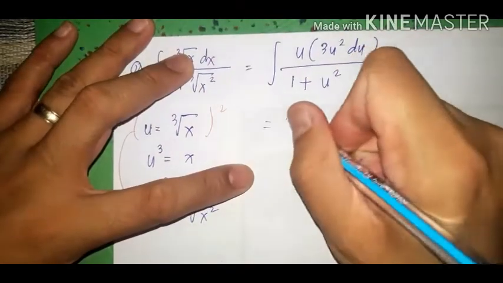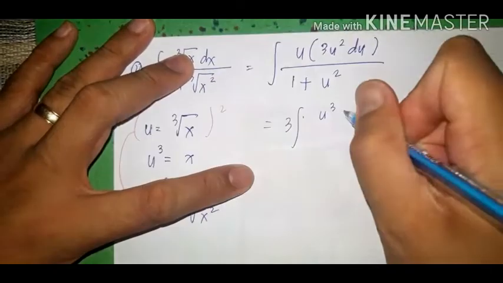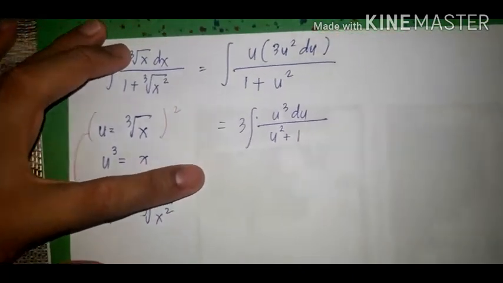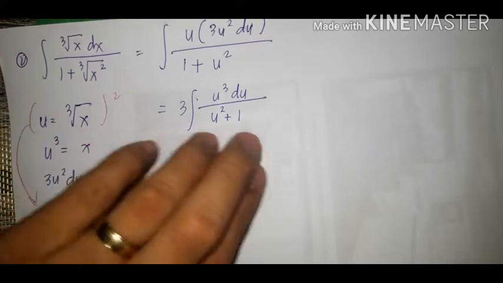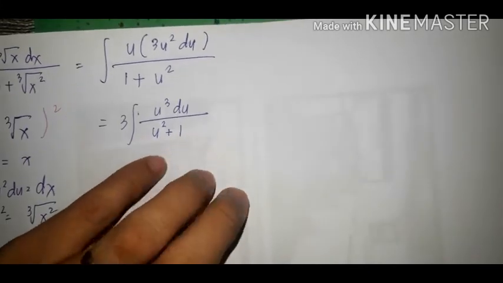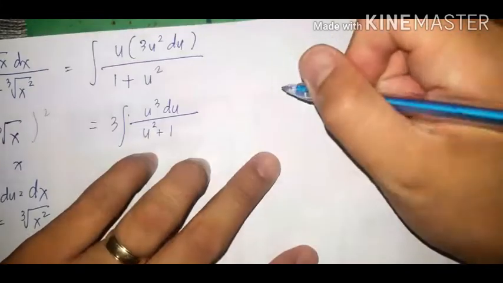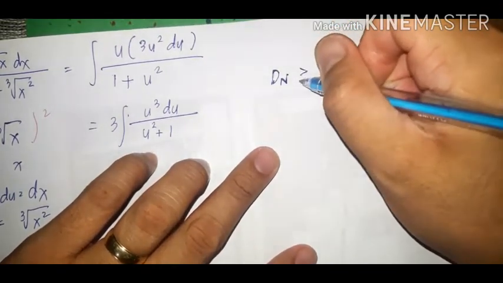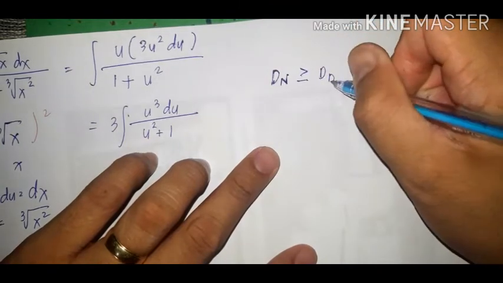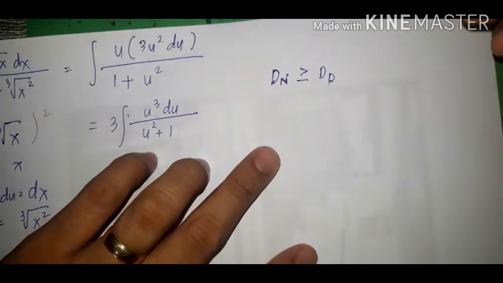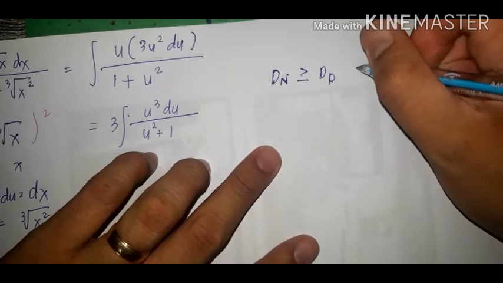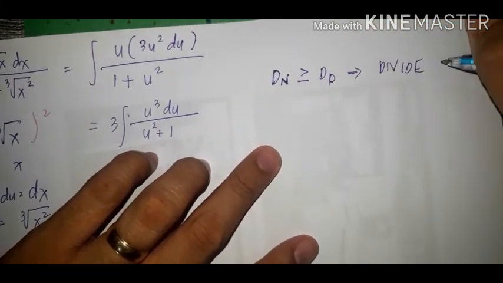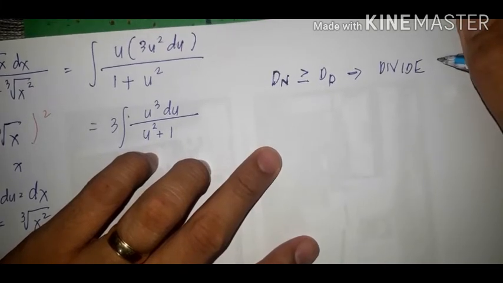So, this now gives you 3 integral of u cubed du over u squared plus 1. In this case, there is a rule in basic integration formula na if the degree ng numerator is equal or greater than sa degree ng denominator, meaning to say it's an improper fraction, kailangan muna nating mag-divide. So, this is, kumbaga, one of the golden rules.